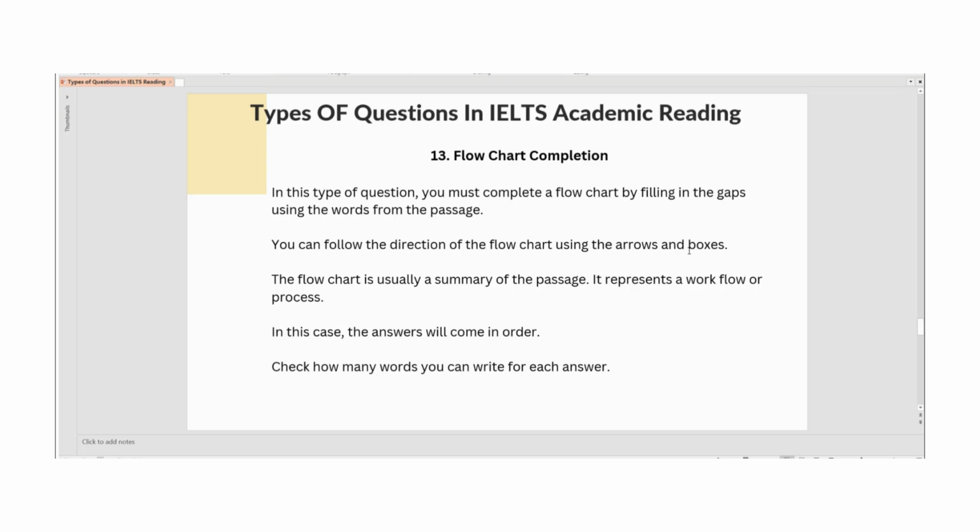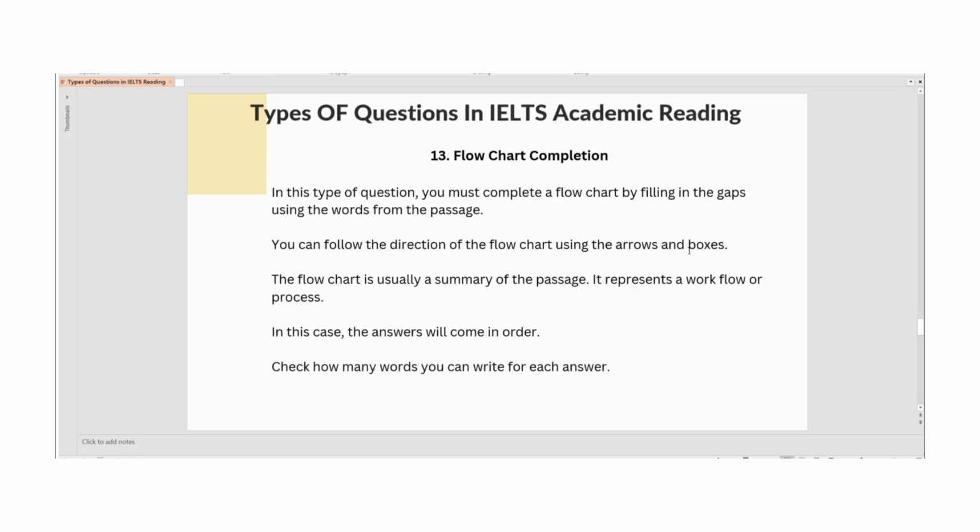Keep in mind that a flowchart usually has two directions, that are from left to right or top to bottom. So the direction of the arrows will give you a good hint of what is the direction of the flowchart. It can be either from top to bottom or left to right. The flowchart is usually a summary of the passage. It represents a workflow or the process.